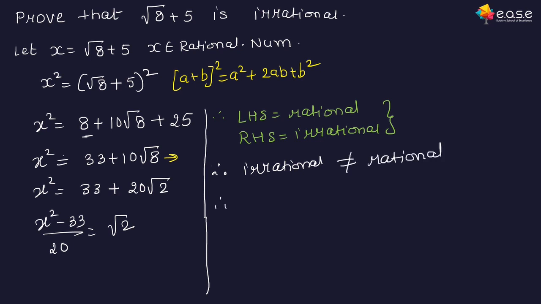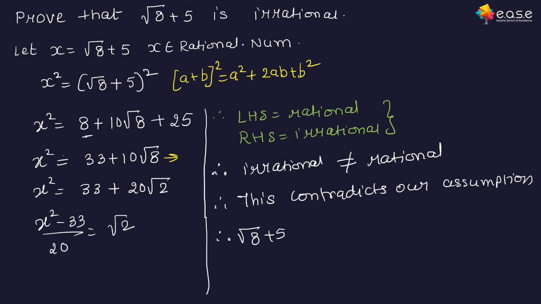Correct? Therefore, this contradicts our assumption. And what is our assumption? Our assumption was root 8 plus 5 is a rational number. That is our assumption. So we are contradicting our assumption. Therefore, we can say that root 8 plus 5 is irrational. Correct? Proved.